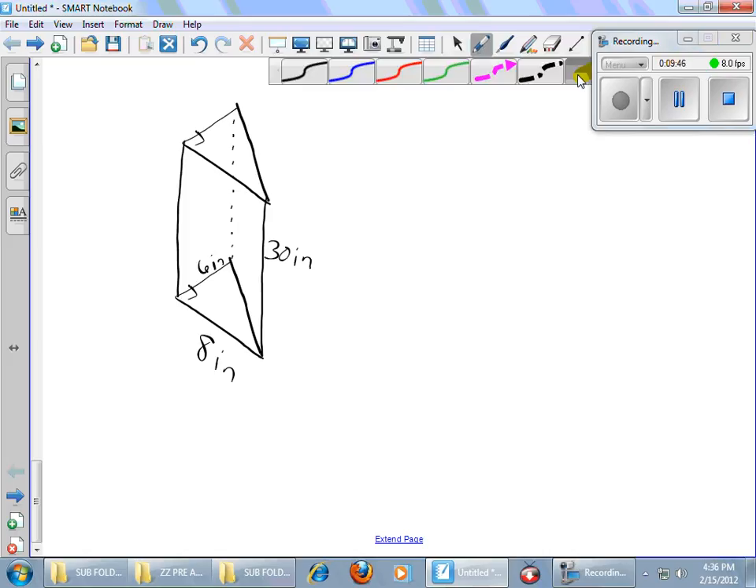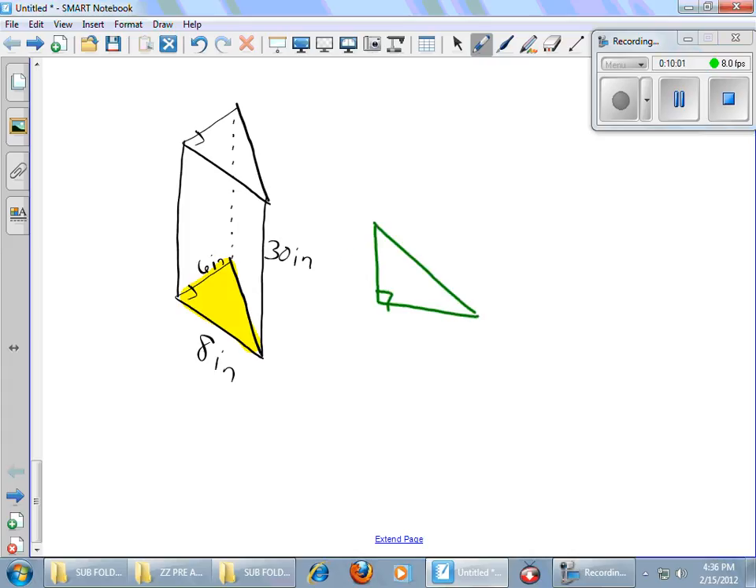The bases in prisms are parallel to each other. Yeah, the bases are parallel. And notice in a triangular prism, the only two parallel faces would be the triangles. So I have a triangle highlighted in yellow, and I know that it's 6 inches by 8 inches.